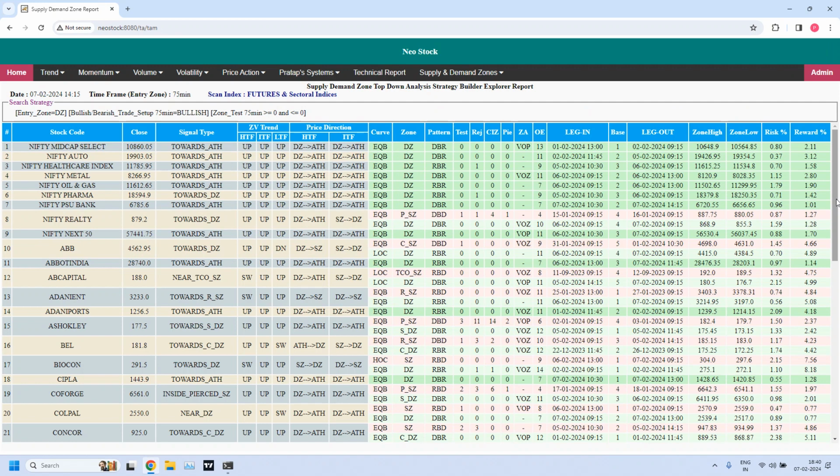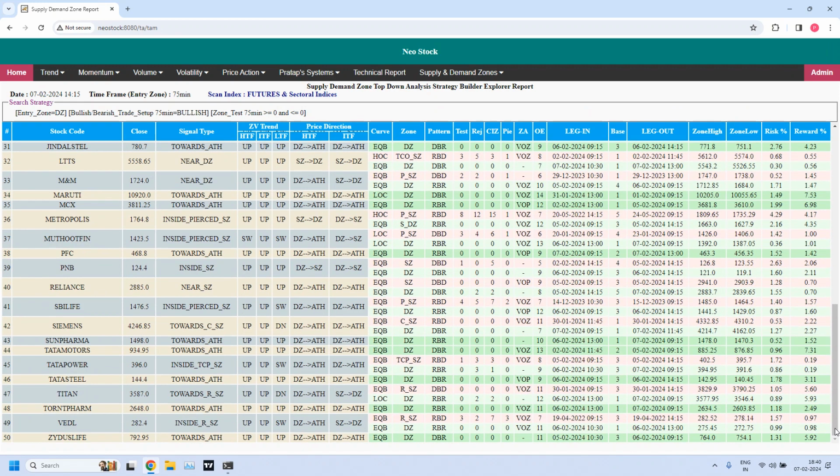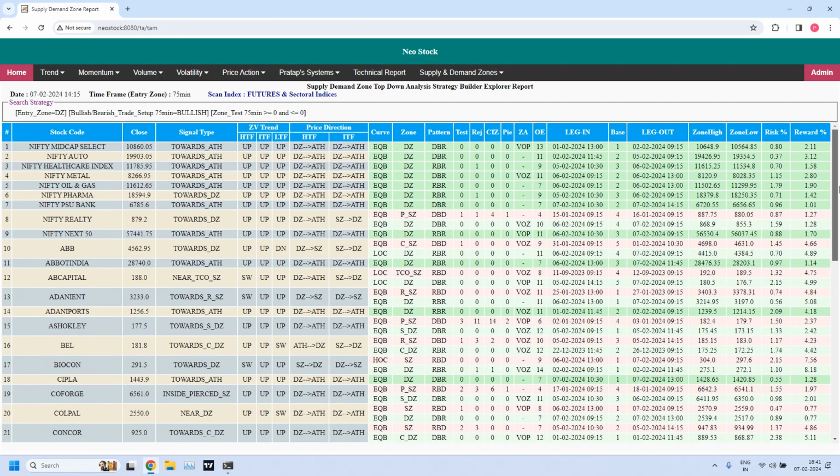Maybe few zones might be having rejections. Now let me scroll down. Now the list has come down to 50 from 72. Still 50 is a big number. Now what we do? Reward. Because this is a weekly income trade, now we will set a minimum 3% profit. That means minimum 3% reward should be there.